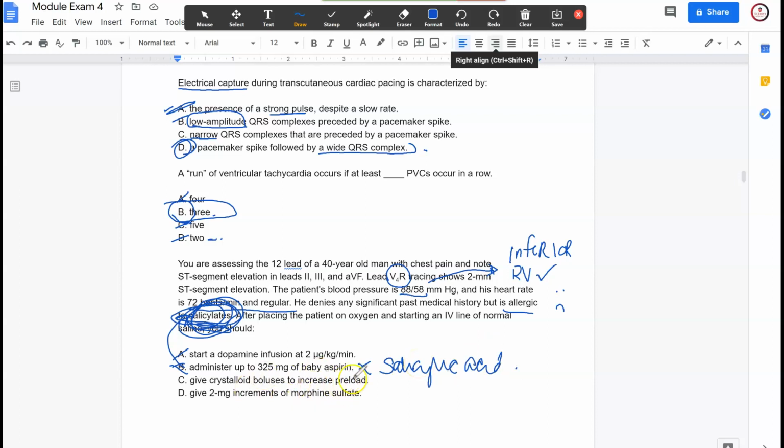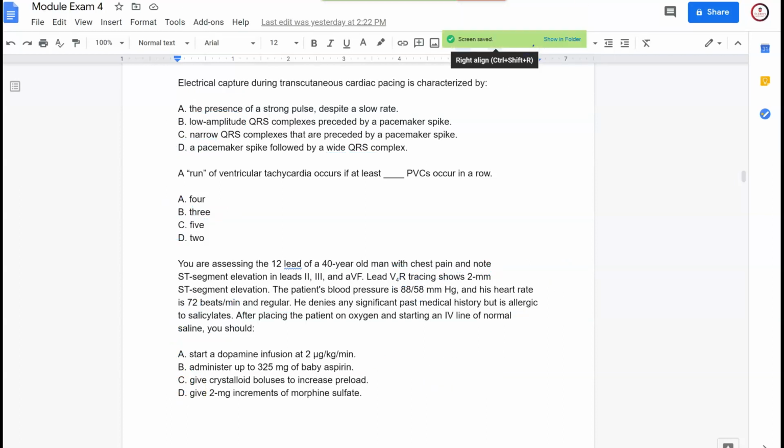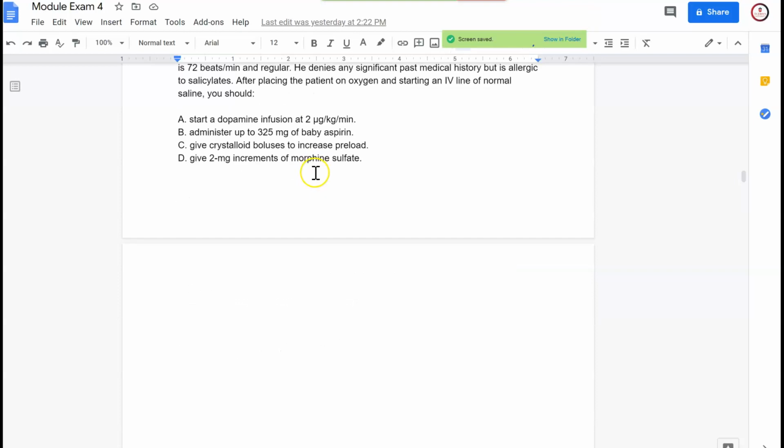Give crystalloid boluses to increase preload. Yeah, 2 milligram increments of morphine. I mean, that's nice, but you're going to continue to tank his blood pressure if you give him morphine. So your best answer is your crystalloid boluses. All right, moving on.